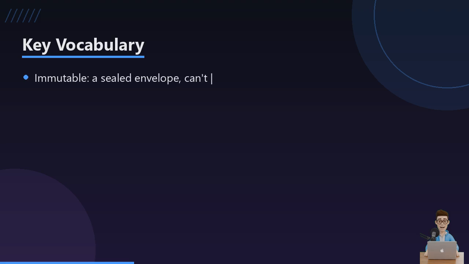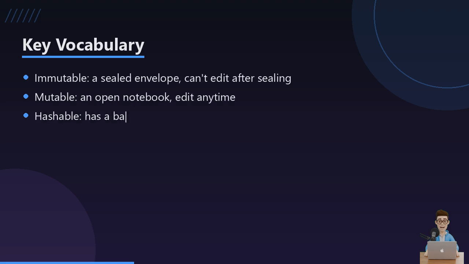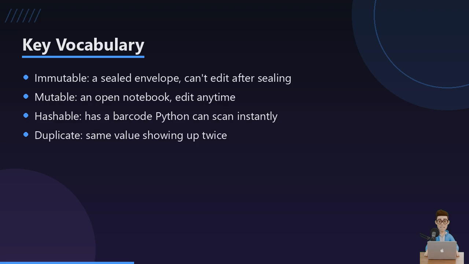Quick translations before we go further. Immutable is that sealed envelope from before, nothing changes once it's sealed. Mutable is the opposite, like an open notebook you keep scribbling in. And hashable just means Python can slap a barcode on it for instant lookup, which is the one rule that decides what's allowed inside a set.